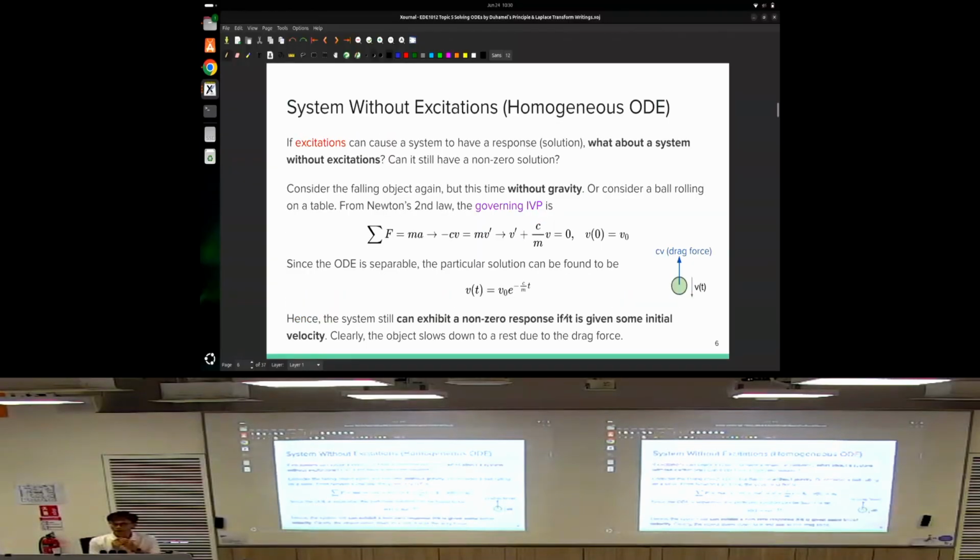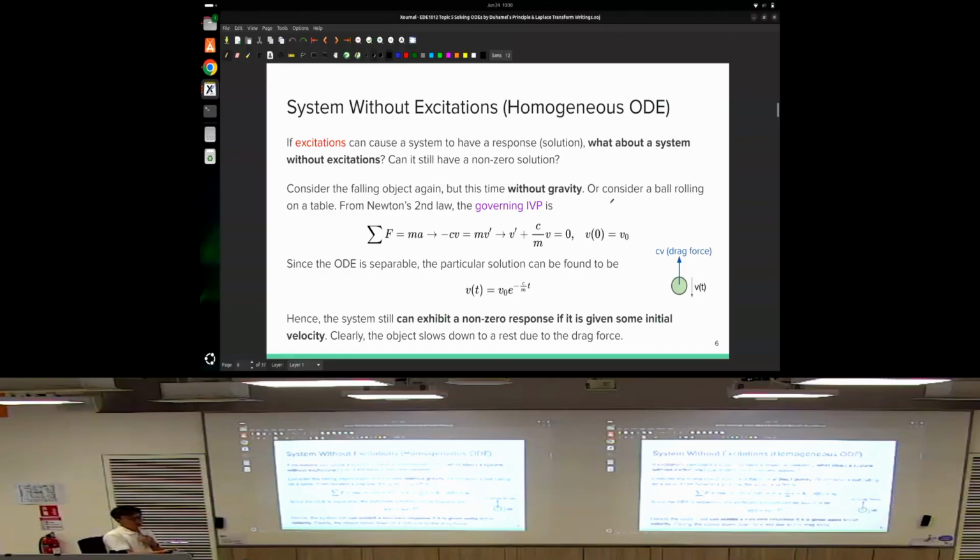So now we ask the logical question. If you have excitations that can cause a system to have a response, what about a system without excitations? Can it still have some response or not? Have some motion solution? So now let's consider the moving object again, the falling object, but this time without gravity. Then of course you ask the logical question, without gravity can fall meh? So maybe let's consider a ball rolling on the table.